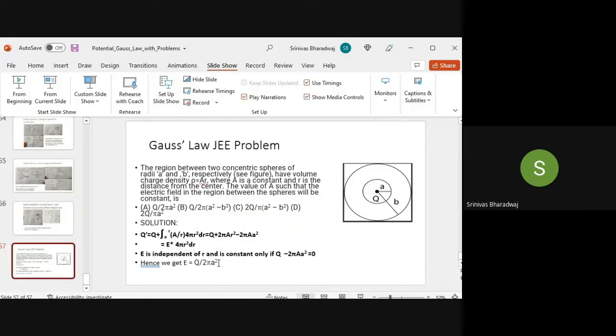You evaluate using Gauss's law. You create a Gaussian surface at a distance r, and then you do E dot dA equals Q by epsilon. That's it, and use the symmetry to solve for Q by 2 pi A square. All right. So with that, I'm going to stop for today, and we'll continue next class.